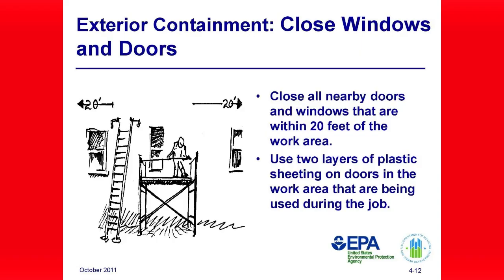On multi-story buildings, close all doors and windows within 20 feet of the renovation on the same floor, and below the area designated as the work area. Establish 2 layers of plastic sheathing on the doors in work areas being used during the job. So any doors that are being utilized as entry doors should also have a double layer, double sheathing system.